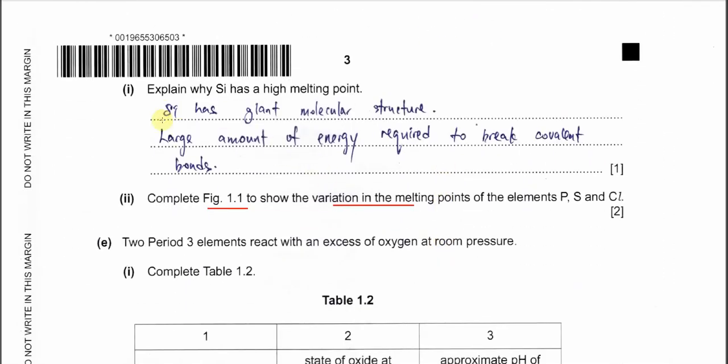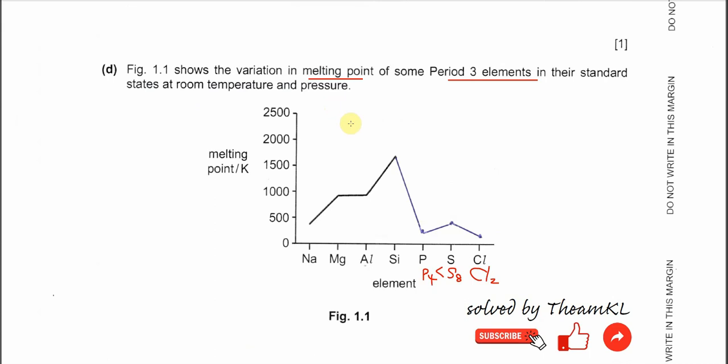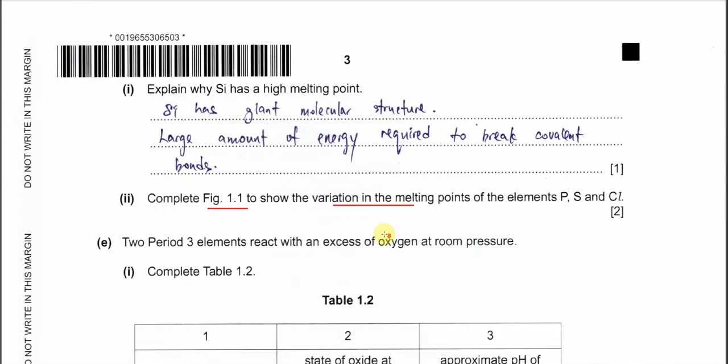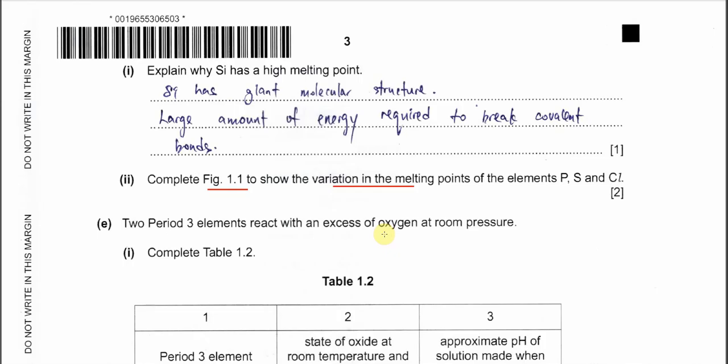Okay, let's go back to part 1. Explain why silicon has the high melting point. As shown in this figure 1.1, why does silicon have the highest melting point?